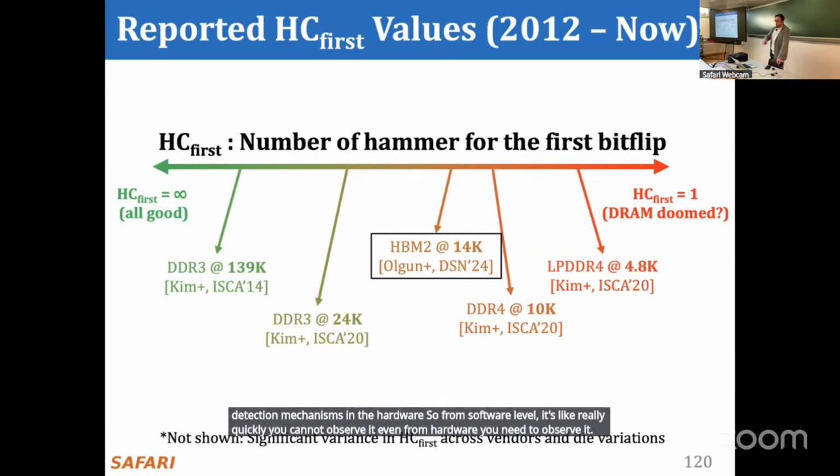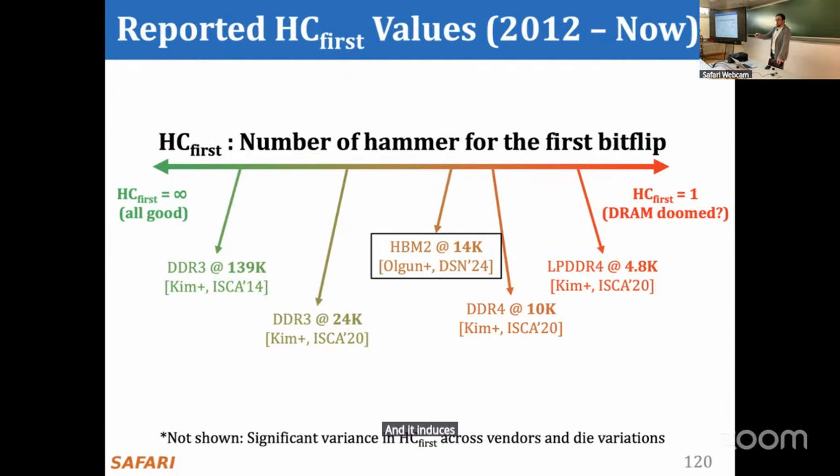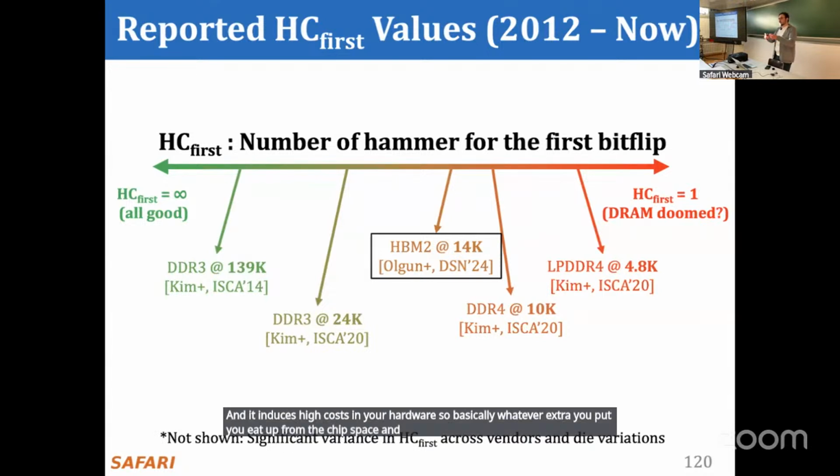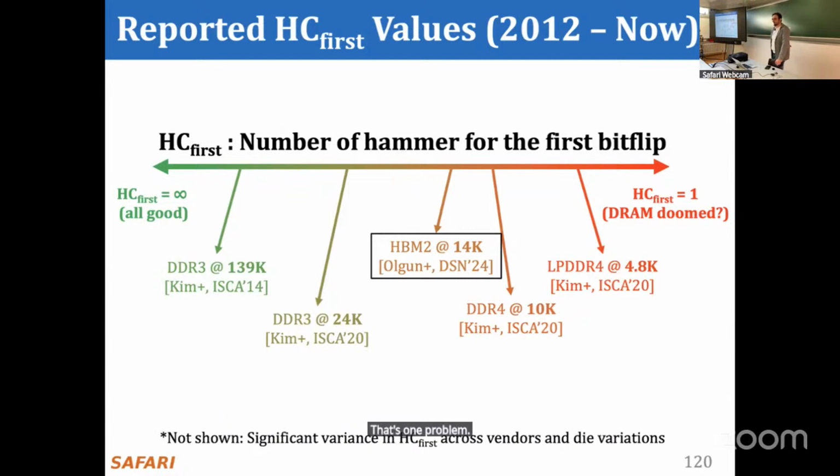And it induces high costs in your hardware. So whatever extra you put, you eat up from the chip space, and you could have used that chip space for some other logic as well, right? So we are shooting for low hardware complexity, and we need higher hardware complexity for accurate detection. That's one problem. So the faster this gets, the bigger problem it becomes as a hardware issue. Yeah, then it's more expensive. For the detection side, yes, that's the problem.